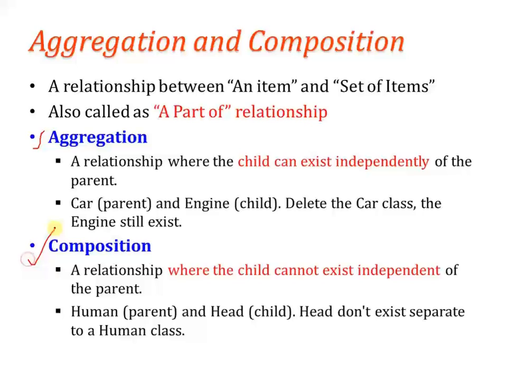But a tight relationship is called composition, where the child cannot exist independently without the existence of the parent. For example, human is a class and head is a class. The relationship between these two is that a head is a part of a human, a body, where the head cannot exist separately if the human class doesn't exist logically. So this tight relationship is called composition and the loose relationship is called aggregation.